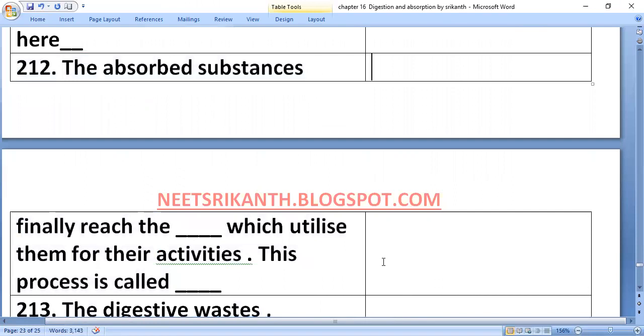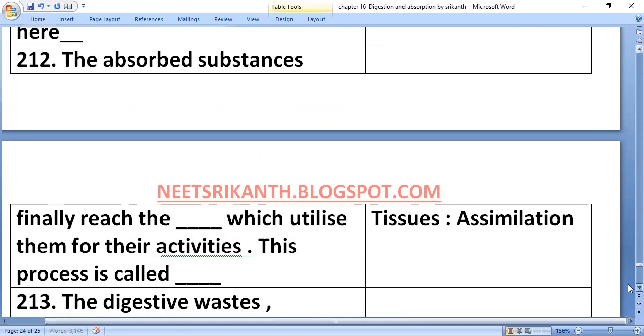The absorbed substances finally reach the tissues which utilize them for their activities. This process we call assimilation.